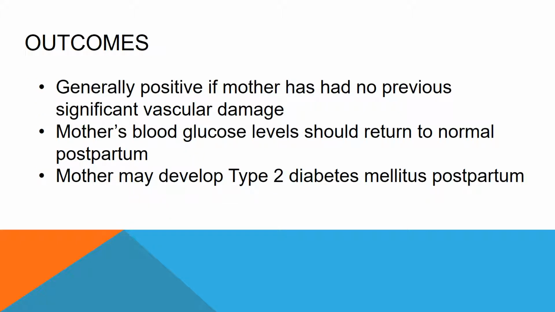If the mother has no previous significant vascular damage, the prognosis is generally positive. The mother's blood glucose levels should return to normal postpartum, but the mother has a higher risk of developing type 2 diabetes mellitus 5 to 15 years after delivery.